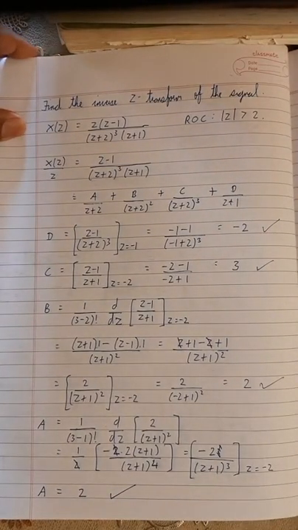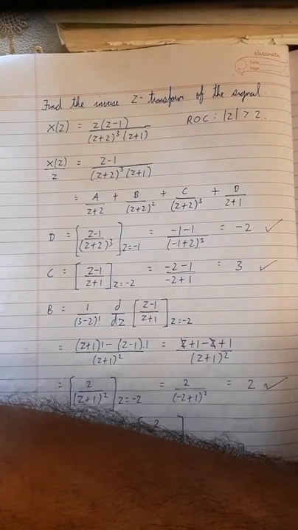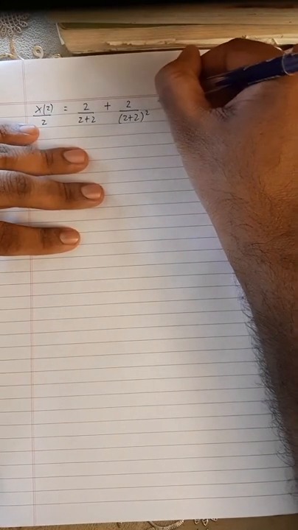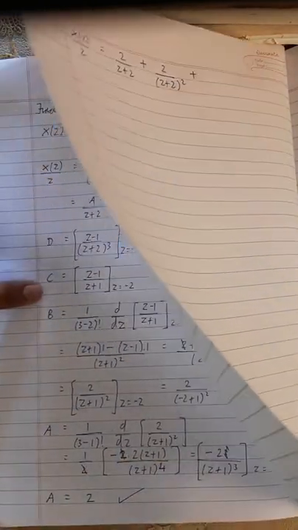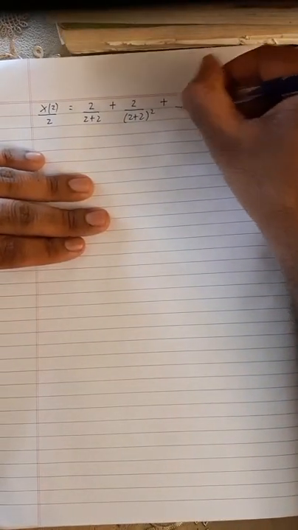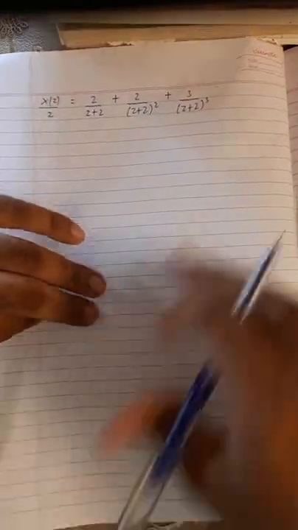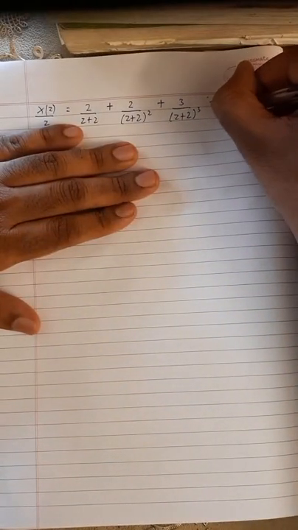So therefore X(z)/z is equal to, the value of A is 2, so it will become 2/(z+2), plus the value of B is 2, so it will become 2/(z+2) the whole square, plus the value of C is 3, so it will become 3/(z+2) the whole cube, and the value of D is minus 2, so it will become minus 2/(z+1).